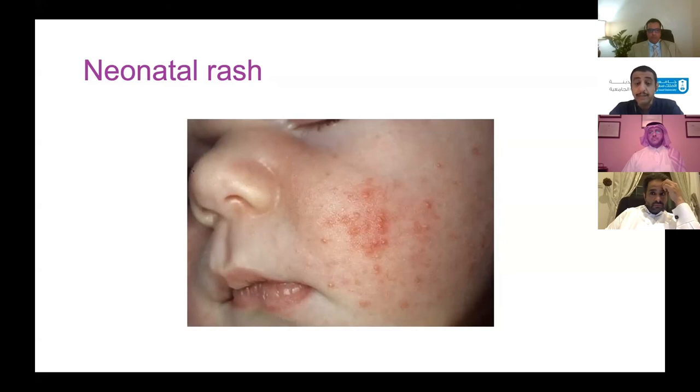Acne, neonatal acne. This is the effect of the mother's hormones on the babies, so they may present with this. Again, it's a self-limiting disease. This is the effect of the hormones and goes away by itself. This is not eczema. So this is neonatal acne.